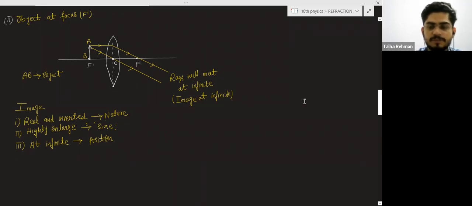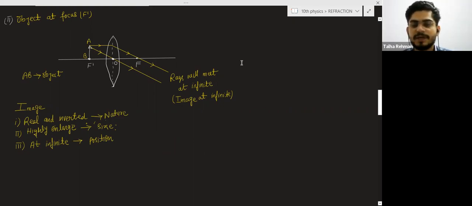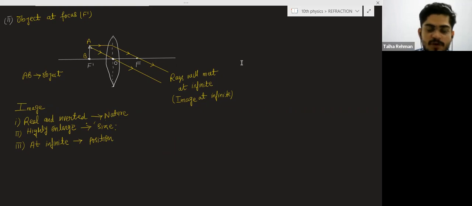A question can appear in your examination: draw the ray diagram when the object is at the focus of the convex lens. So you will draw the ray diagram like this. For the image formation, you will need at least two rays. So you will show the ray diagram of two rays, and that will be sufficient.